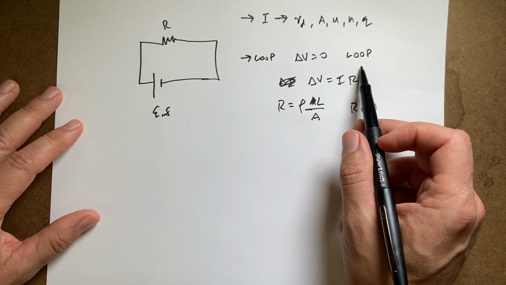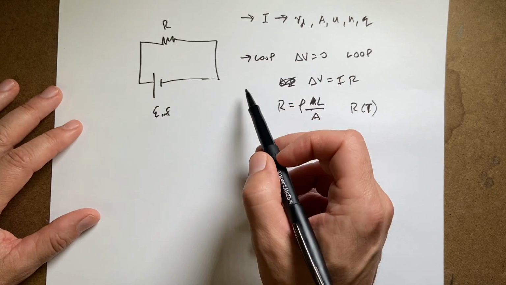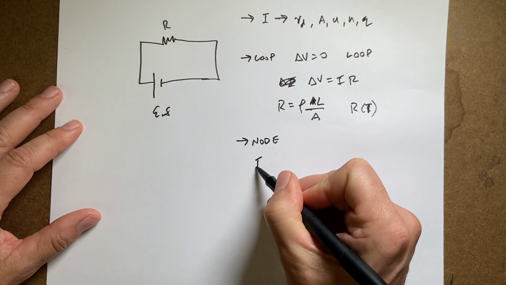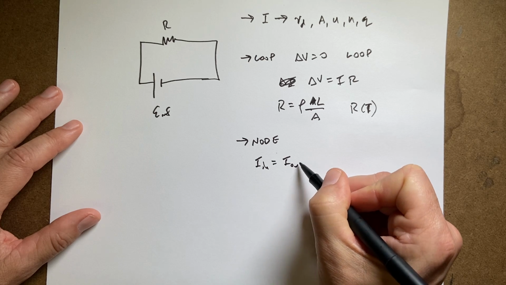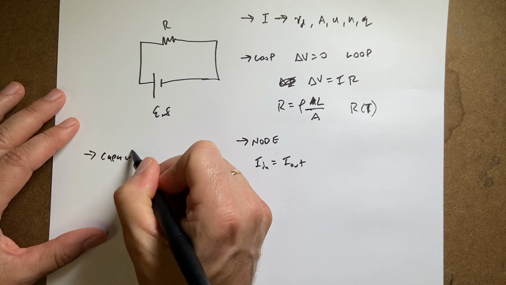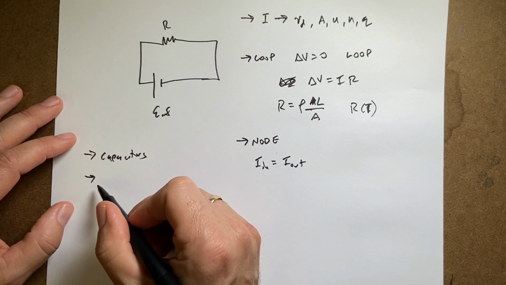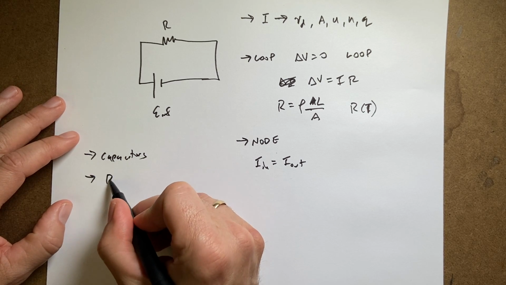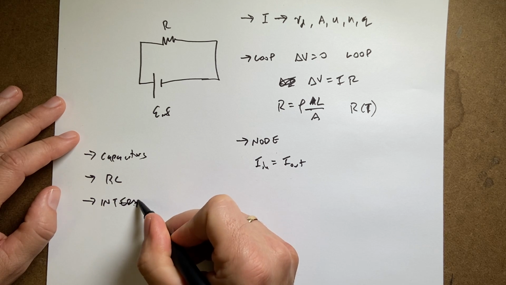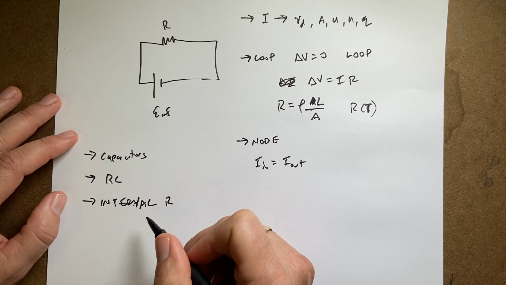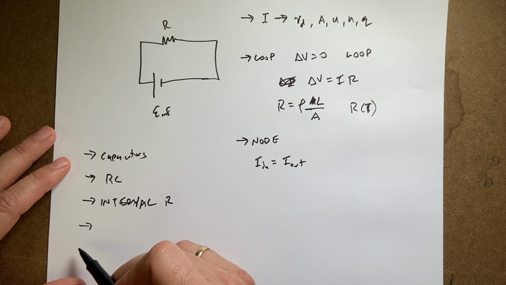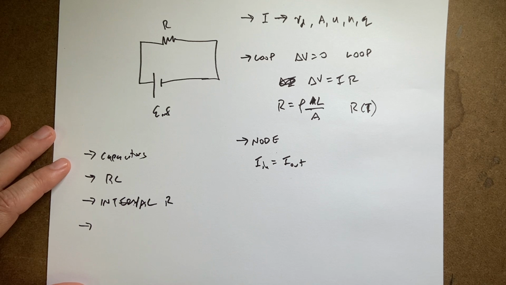The loop rule, that's that. So that's the loop, and for any loop, that has to be true. The node rule: I in equals I out. You need to know capacitors. You need to know the RC circuit. You should be aware of that. Internal resistance for a battery. You should know the resistance as a function of temperature. I said that.